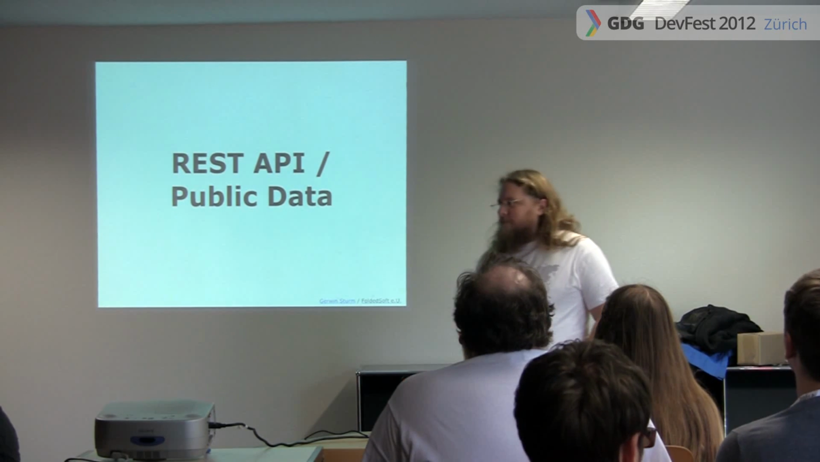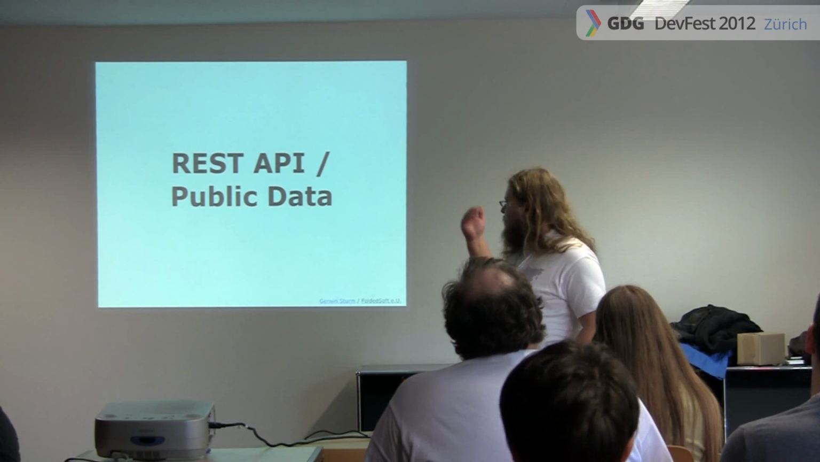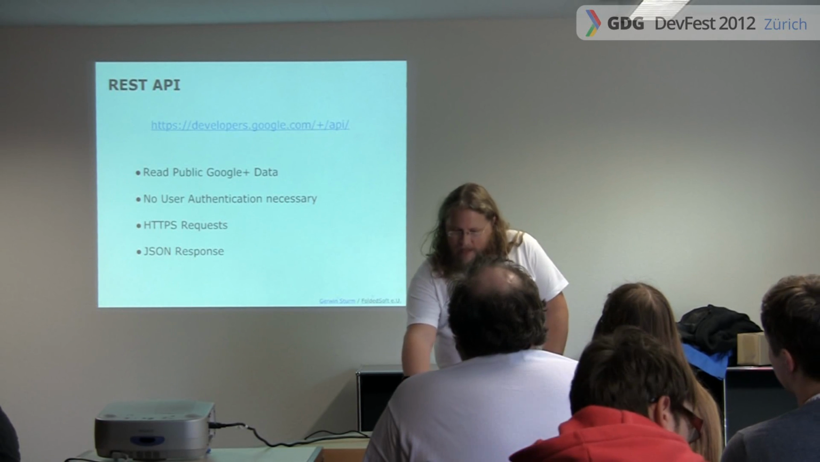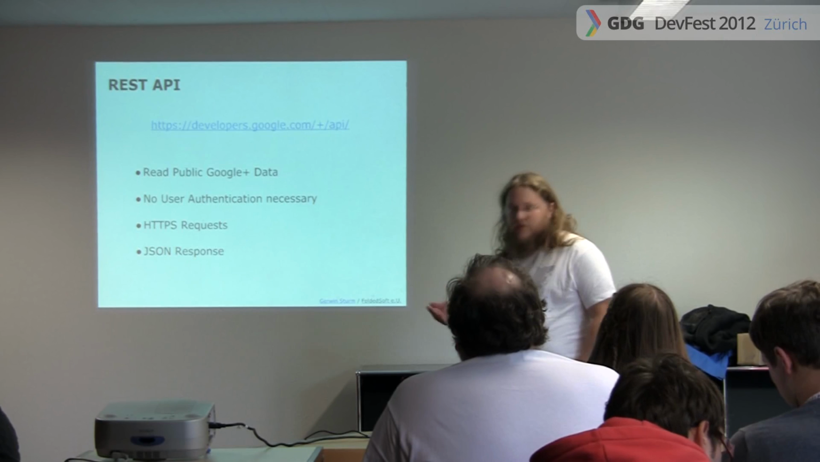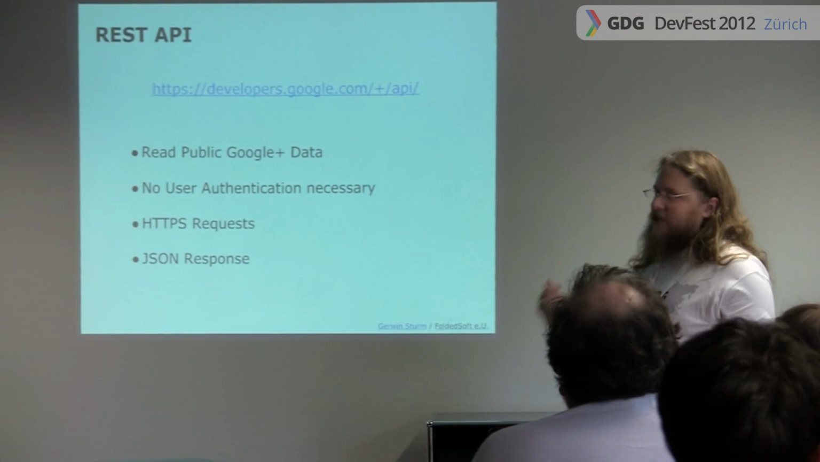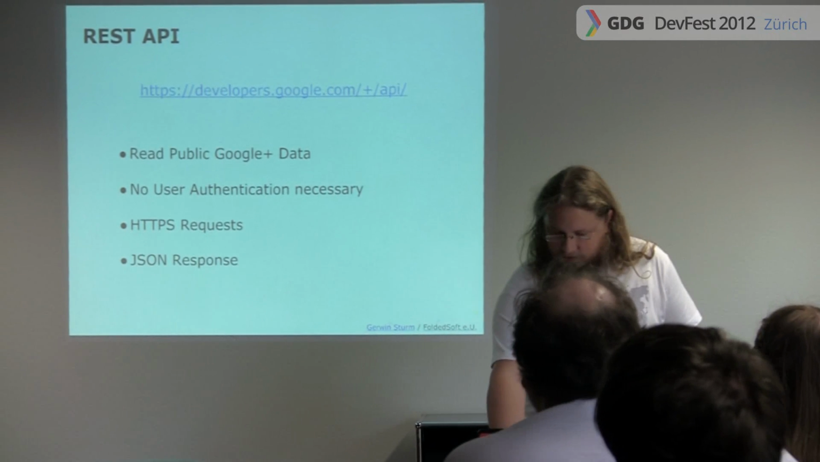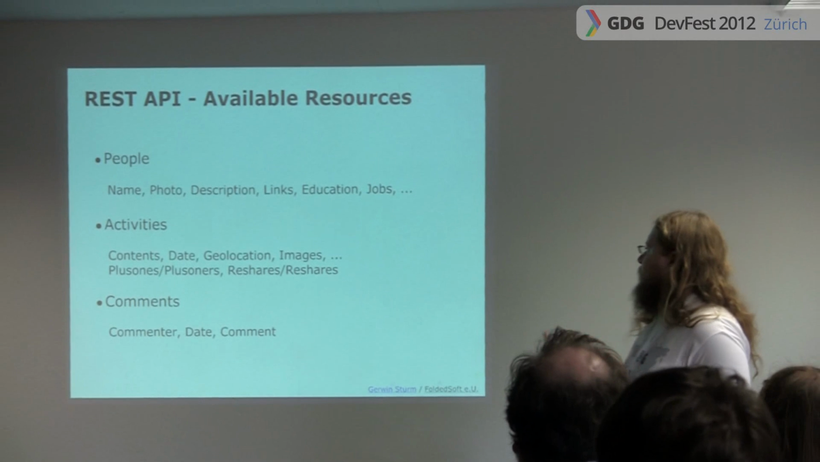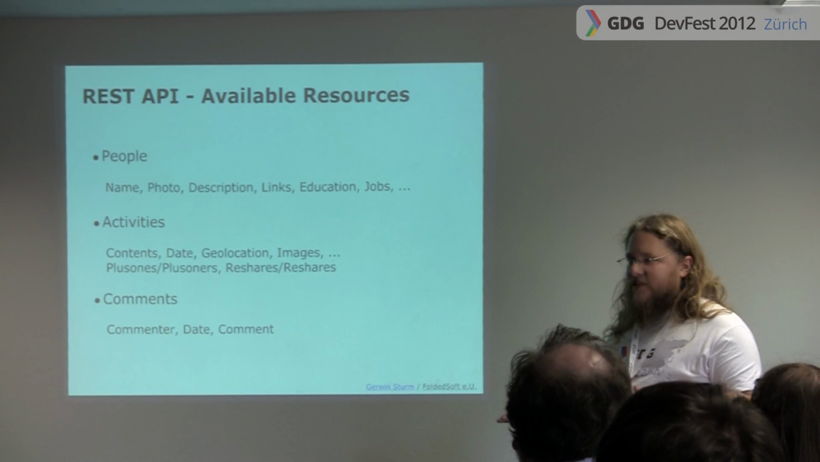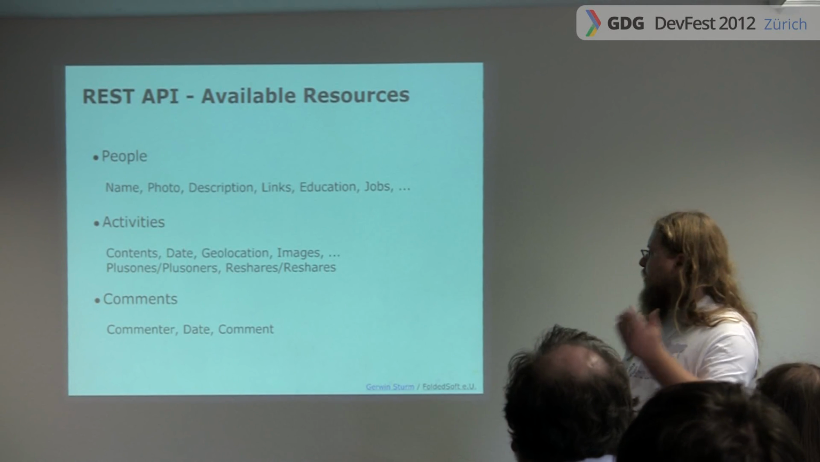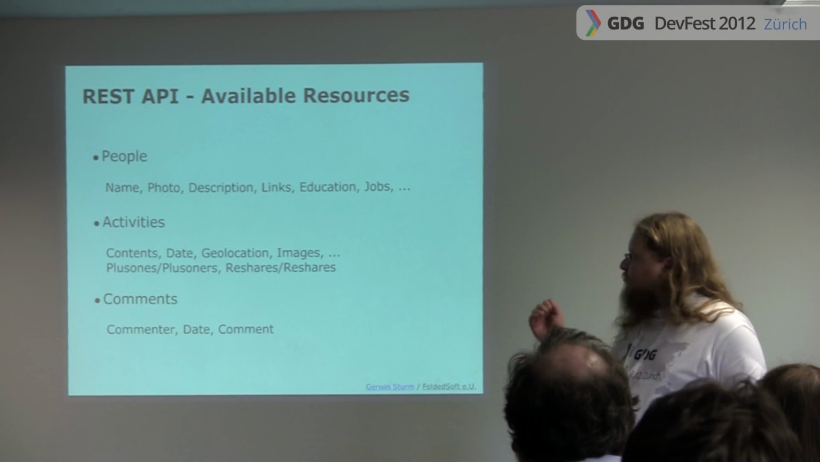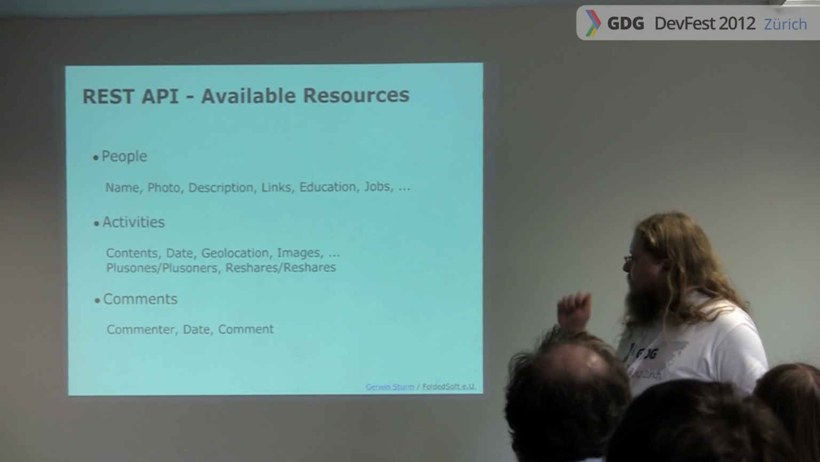So the first thing I'm going to talk about is the REST API, which allows you to access several publicly available resources. You read the public data, you don't need user authentication for this API, and you just send out GET requests and you get JSON in response. So fairly easy. There are different resources you can access. You can access people with the name, description, links, education, jobs. You can access activities. Those are posts with the contents. You have date, geolocation, images, which people have +1'd posts, which people have reshared. And you also get access to the comments.